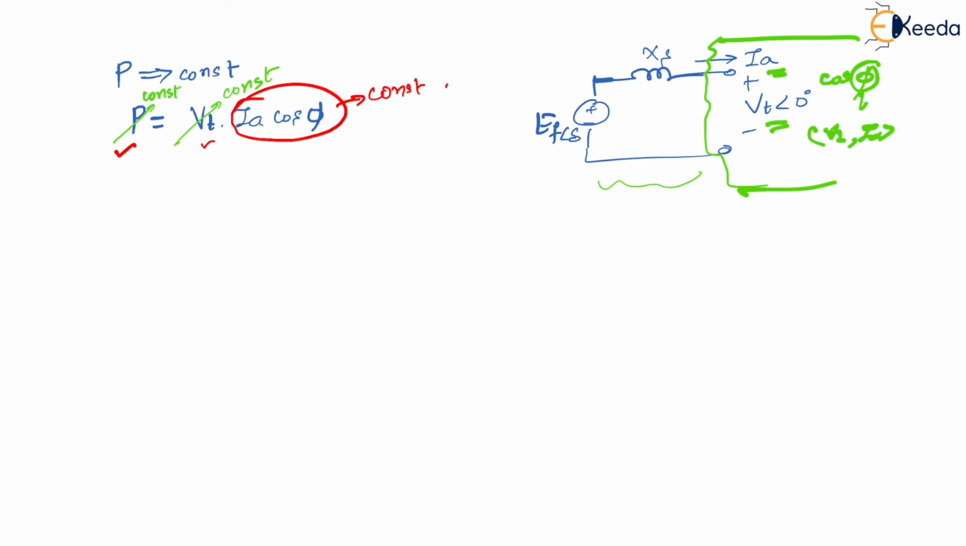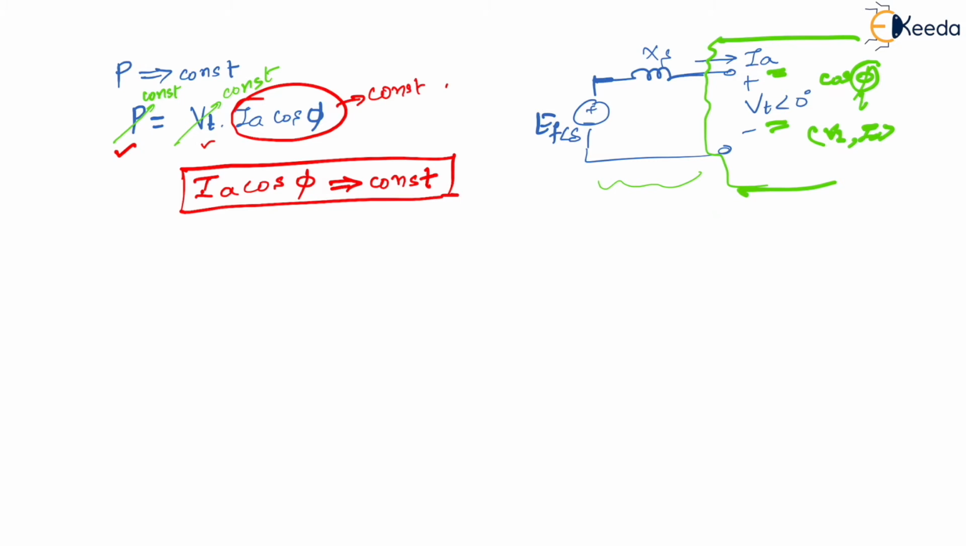So this is very very important point. The first point we are going to make is what? That my Ia cos phi, remember this, Ia cos phi is going to be constant. This is very important point. Please make a note of this.